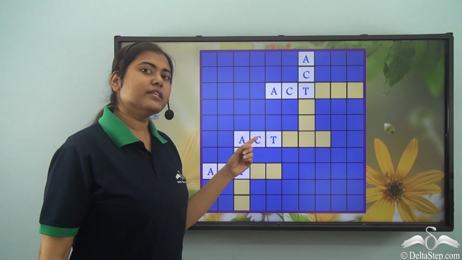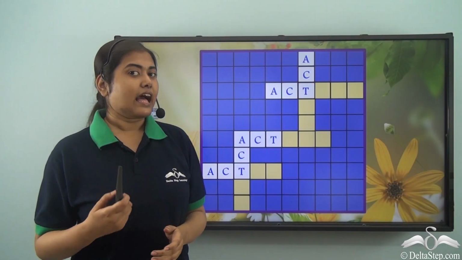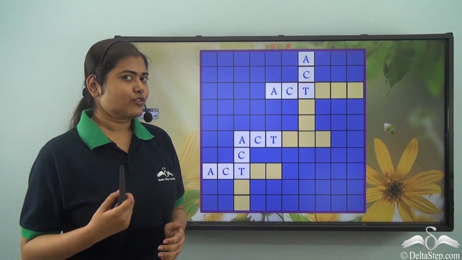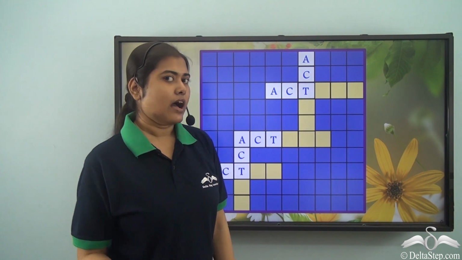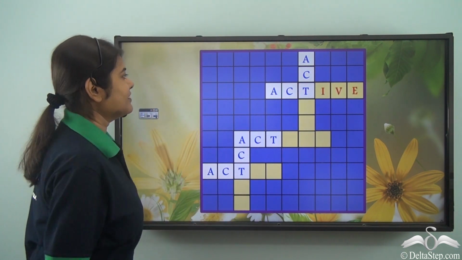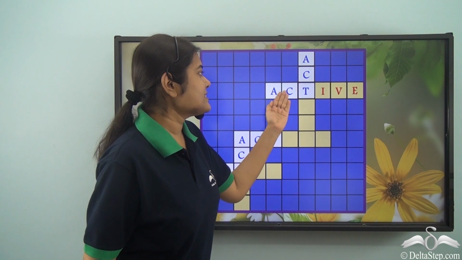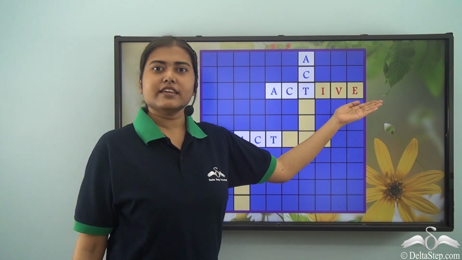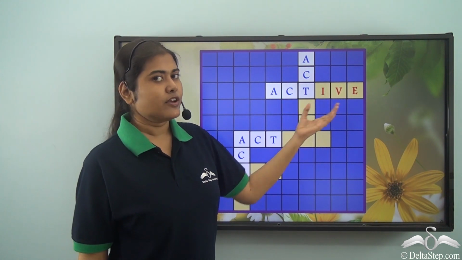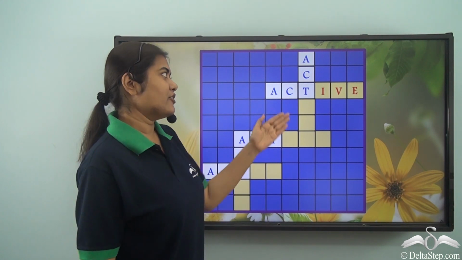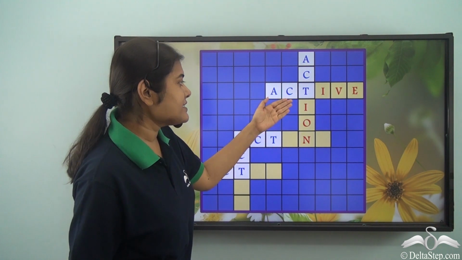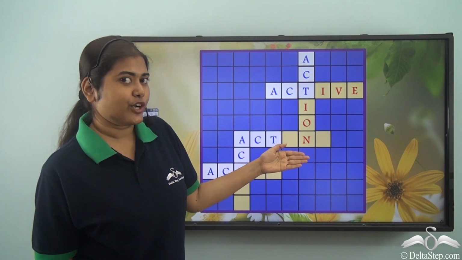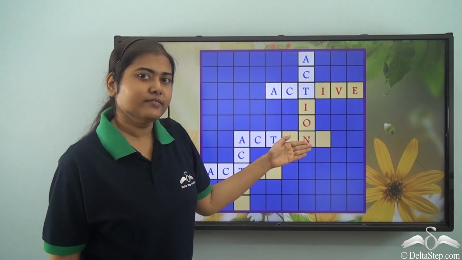Now, can you fill up these blanks? Well, I can do it my way. So, what am I going to do first? I am going to fill up this part. How? Let's see. So, this is ACT, then I add IVE and it becomes active. So, this is a new word. Now, next I am going to fill up this part and I add ION. So, the word that I get is action.